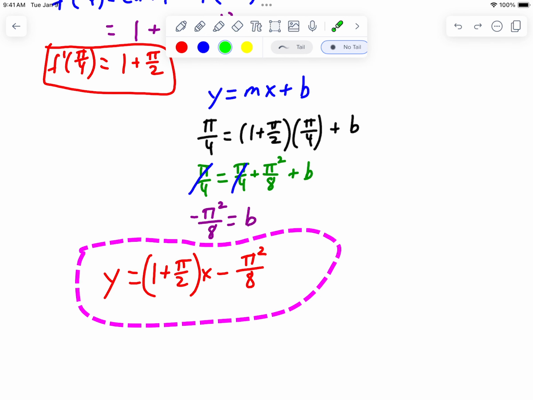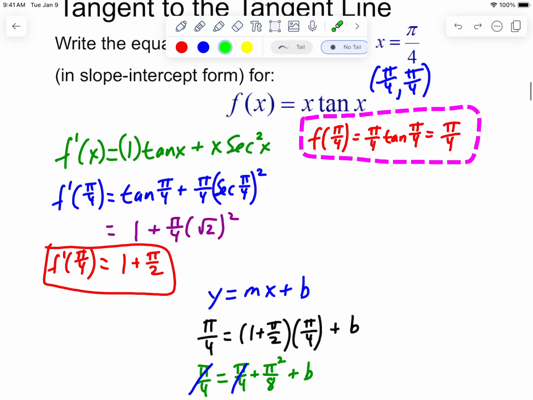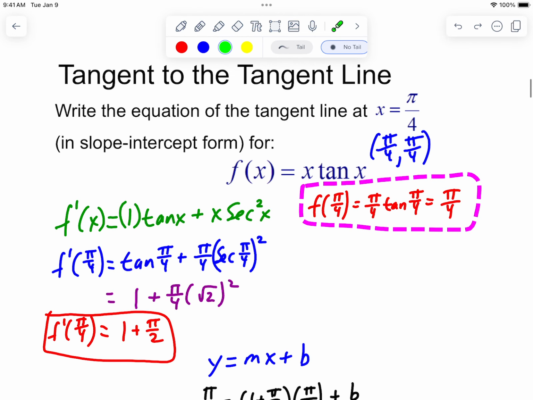Okay, so we should see that we get y equals the quantity 1 plus pi halves x, so our slope is 1 plus pi halves, minus pi squared over 8. So that is our slope-intercept form. Let's look and see how we get that. Well, the first thing I did was I found the y coordinate when x is pi fourths. If I plug pi fourths into the function, I get pi fourths tan pi fourths. Tan of pi fourths is 1, so pi fourths times 1 is pi fourths. Great. So now we know the point pi fourths comma pi fourths is on our function.